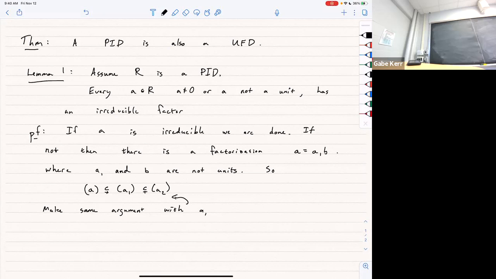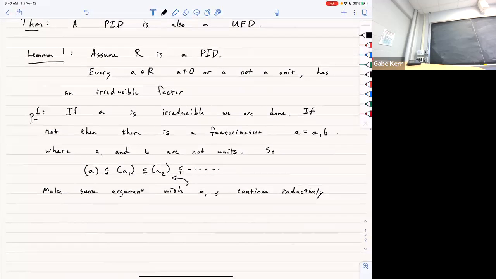Keep on going. We'll continue inductively, and what we'll get is this ascending chain. Now the question is, what happens if we have an ascending chain like this, with strict inclusions each time, so that we never stop? Something goes wrong. Let's suppose this chain is indefinite. If it stops, then we're at an irreducible. Got that.